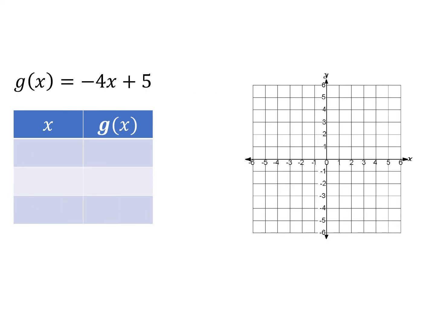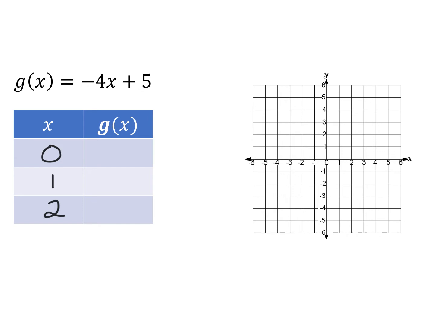Here we have the function negative 4x plus 5. So I can start with the same three numbers. I'll keep using those numbers until it stops working for me. So this time I'm not going to write the equation to the side because I'm going to leave room for the ordered pairs. So we're going to do this mental math.